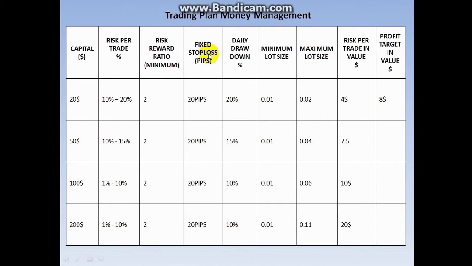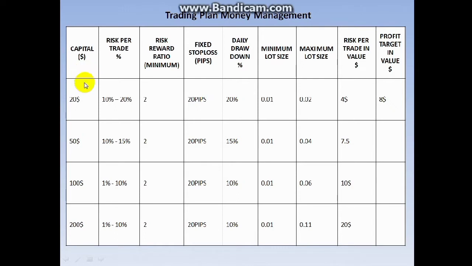Now, trading plan money management. The column right here, as you can see, is your account capital, your account size. We have $20 capital, $50 capital, $100 capital, $200 capital. I'm not advising you to start trading with $20. At least it should be a minimum of 100 or 50, but I just included it just in case. So let's say, for example, you have a $20 capital account.